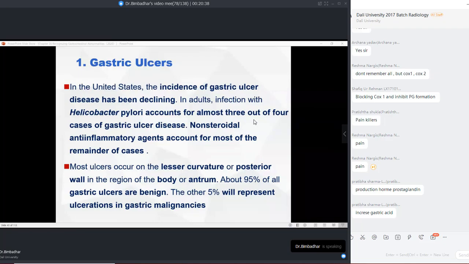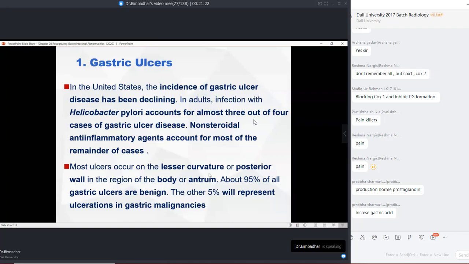Okay, but for the people who still want to know the complete detailed mechanism, I suggest you go and find out the reason behind NSAIDs and some of the drugs causing gastric ulcers. Right. One of the most important things you must never forget is that Helicobacter pylori accounts for the formation of gastric ulcer disease, and the non-steroidal anti-inflammatory agents also cause gastric ulcers.